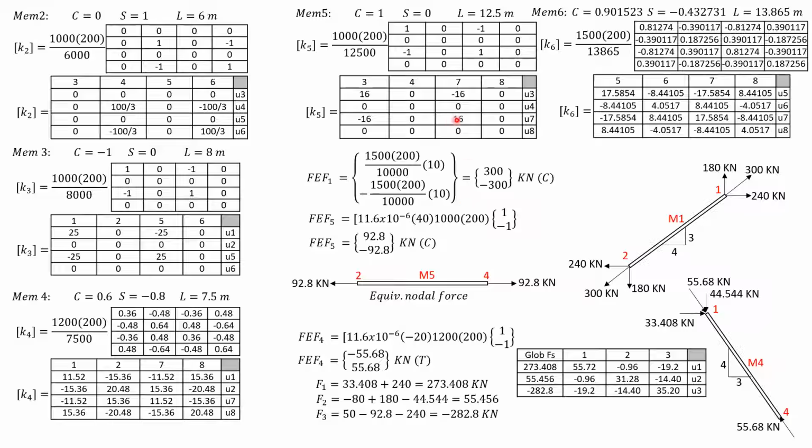Then there's none. 2,2 here is 0. Then there's no 2,2 here. So it will give us 31.28.